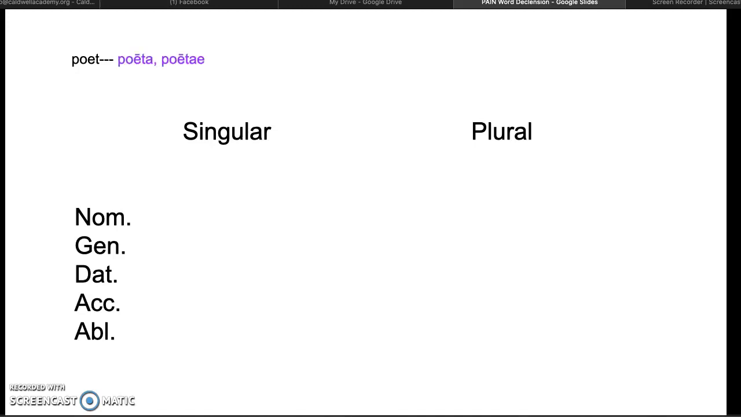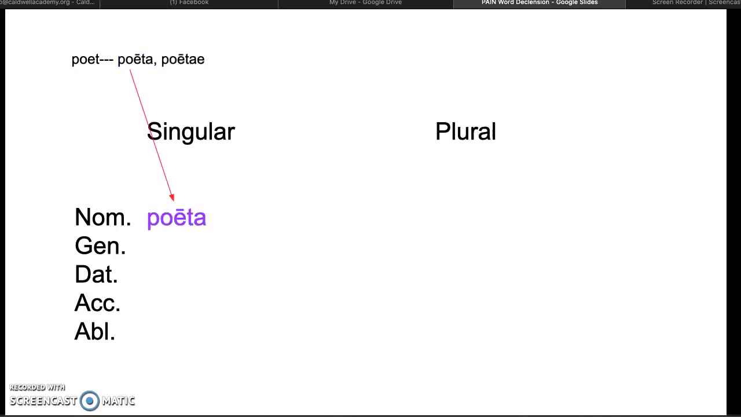Our word for poet is poeta, poetae. We then drop and stop the first form. Poeta goes into the nominative singular blank. We then find our base. We get our base by going to the second form, the genitive singular, and chopping off the ending. What's left is called our base, poet.